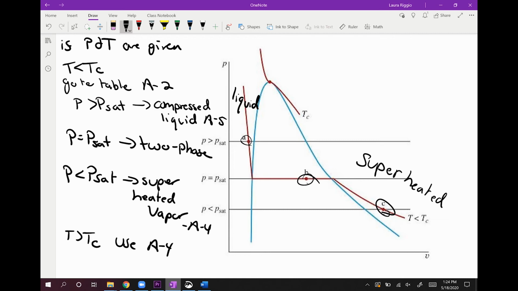Similar rules exist for our TV diagrams. If you look up your temperature and relate your temperature to your saturation temperature at a fixed pressure, however, all of the relationships are flipped, because if we remember, the line of constant pressure on a TV diagram is the opposite of the line of constant pressure on our PV diagram.